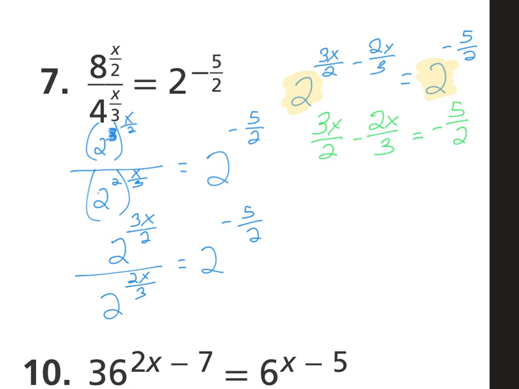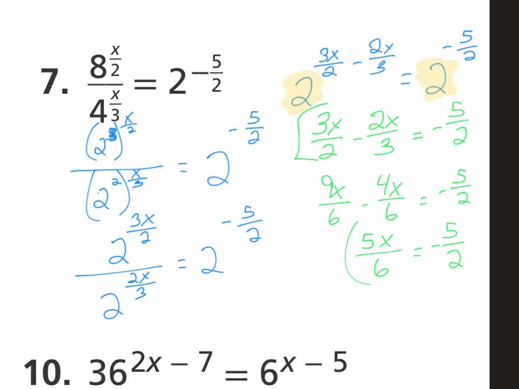So the first thing I'm going to do is I need to combine these ones on the left. So I'm going to make them all have a common denominator of 6. So I end up with 9x over 6 minus 4x over 6 equals negative 5 over 2. 9x minus 4x gives me 5x over 6 equals negative 5 over 2. Can multiply the whole thing by 6 over 5. Gives me x equals negative 30 over 10. So x equals negative 3. X equals negative 3 is my final answer.